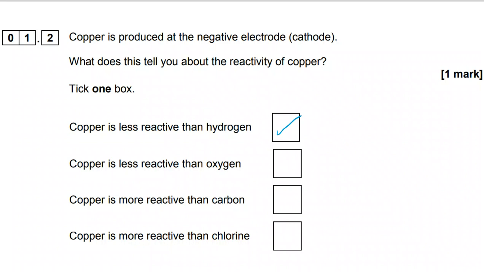In any aqueous electrolysis experiment that is carried out, if the metal is higher than hydrogen in the reactivity series, then you will actually make hydrogen gas at the cathode rather than the metal. And we see that with the electrolysis of brine, sodium chloride. We don't make sodium metal, we make hydrogen gas.